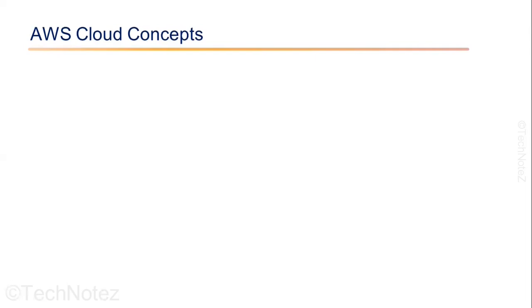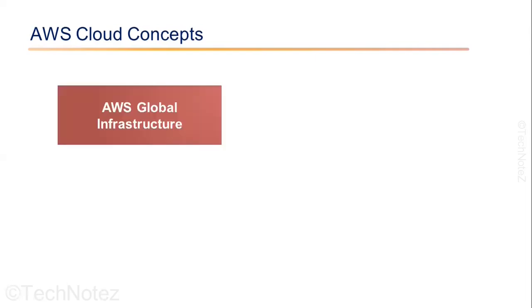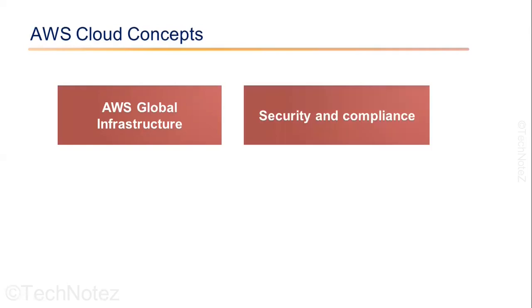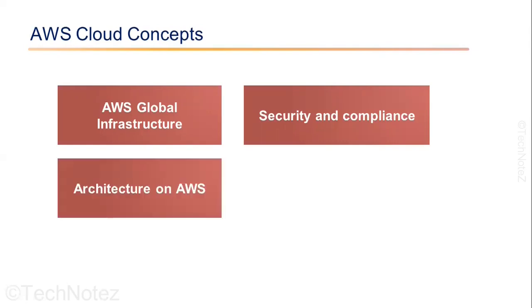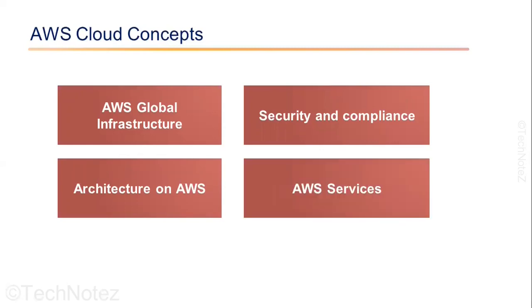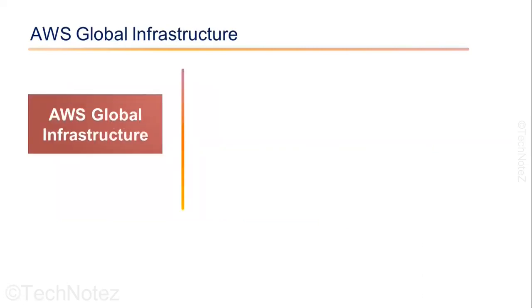AWS has a wide range of services to offer to its customers, and its cloud concepts are broadly categorized into four different categories. AWS Global Infrastructure includes physical infrastructure like regions, availability zones, and local zones as locations. The other broad category is security and compliance, which includes the security controls and compliance certifications. Next, we have architecture on AWS, which includes best practices for deployment and operations on the AWS cloud. And then AWS services, which include compute, storage, database, networking, and other services offered by AWS. So we will talk about each component in detail in this course. First, let's talk about the AWS global infrastructure.